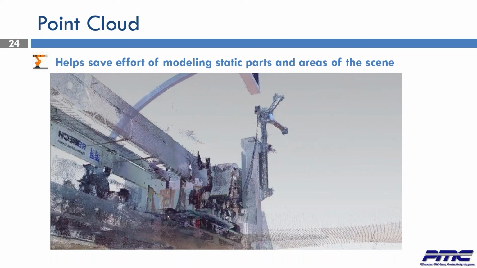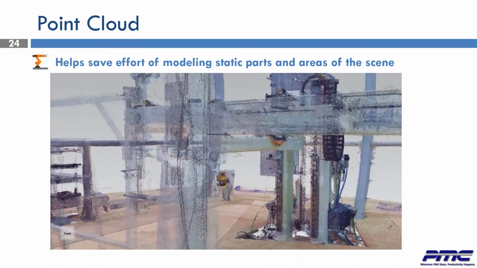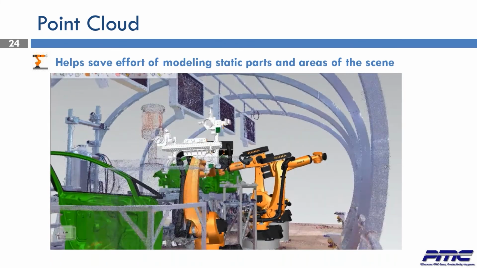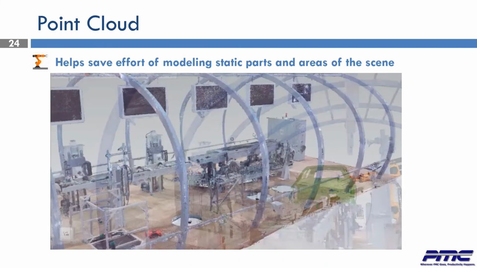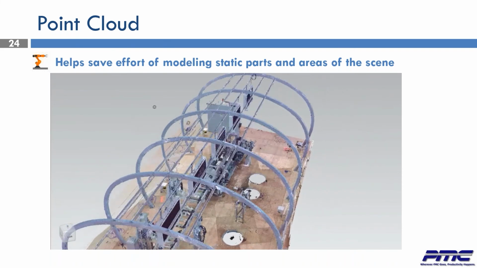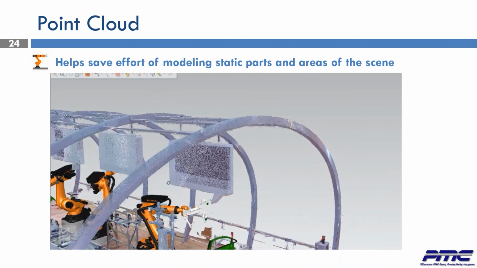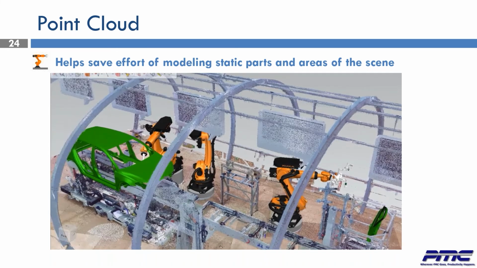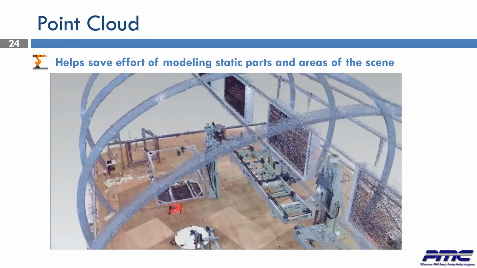We can also work with the insertion of a 3D point cloud. This helps to save effort modeling devices or modeling static parts and other areas of the scene. We can, for example, turn things on and off for a better visualization, or check collision detection, or even take some measurements. So this functionality allows us to adjust the simulation layout according to an as-built plant and to visualize the assembly process in the real plant context.